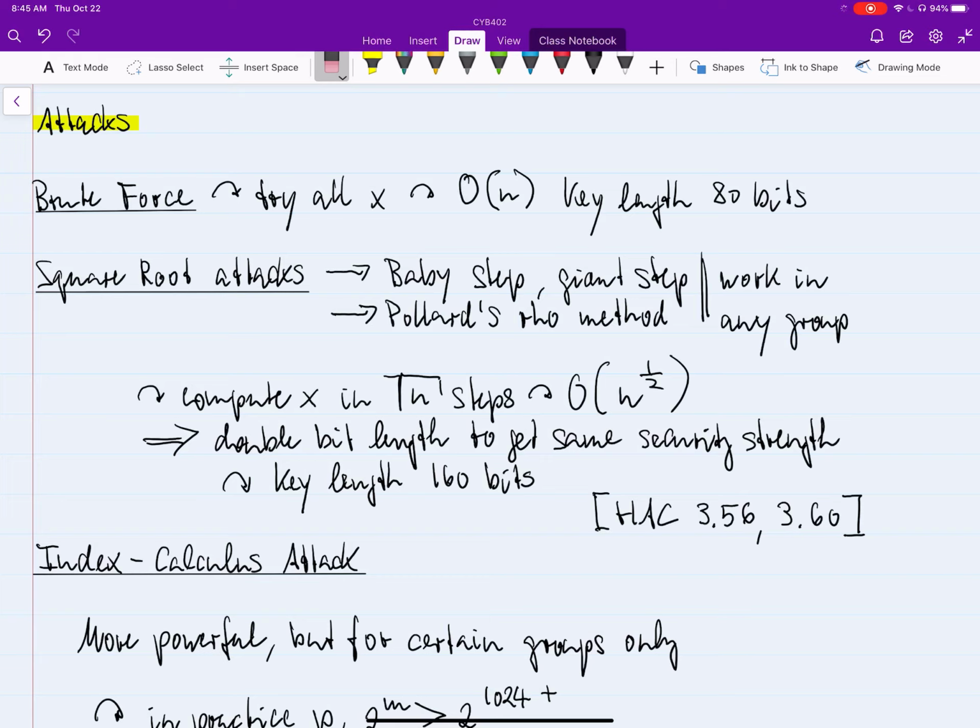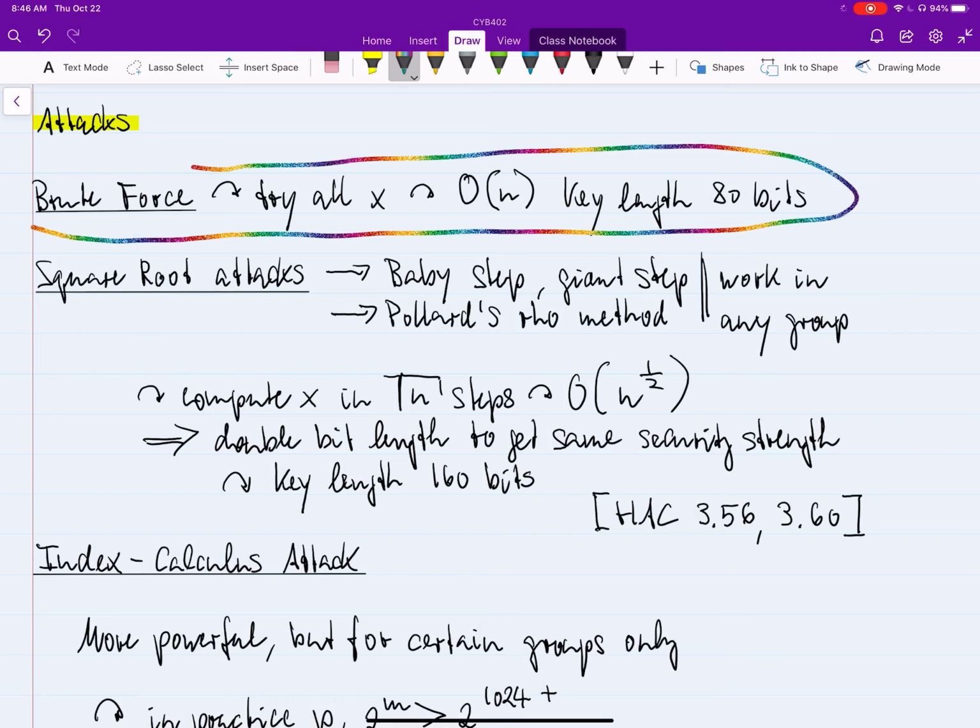So this is being done here as well. A brute force attack is, in the best of all worlds, a key length of 80 bits. That would be infeasible. And now we look at attacks and see how much the attacks would eat away from those 80 bits.